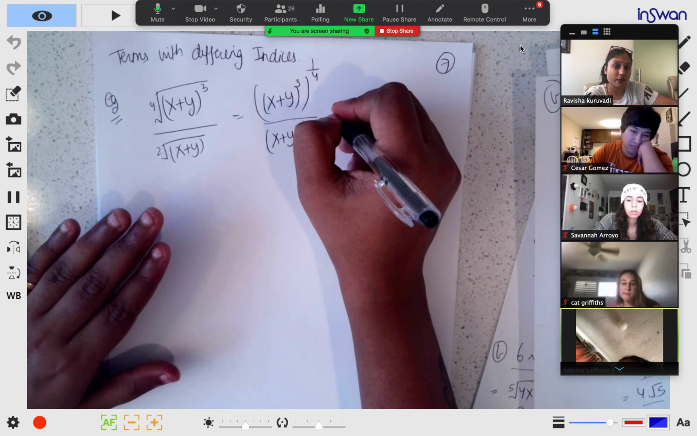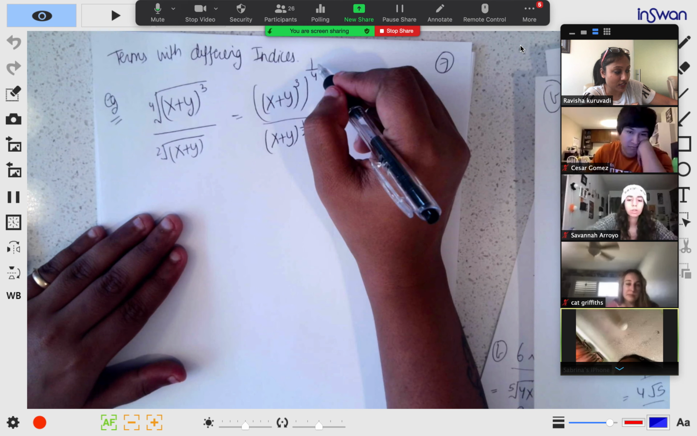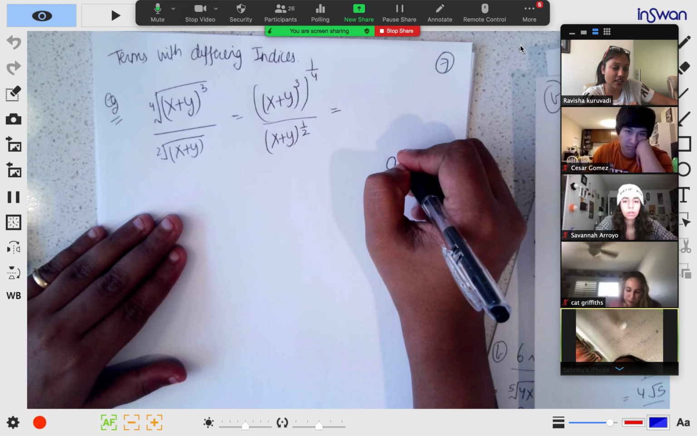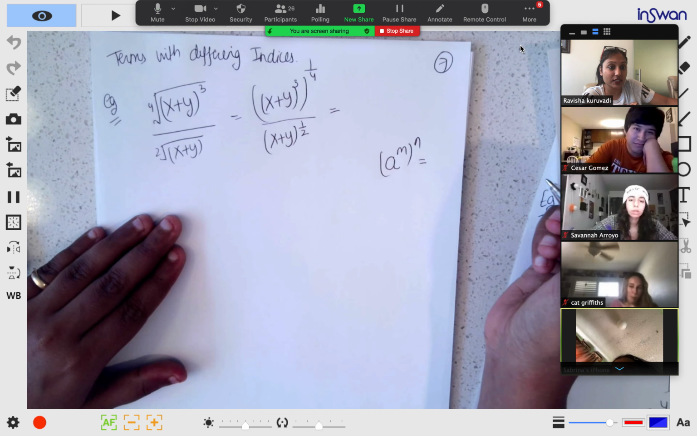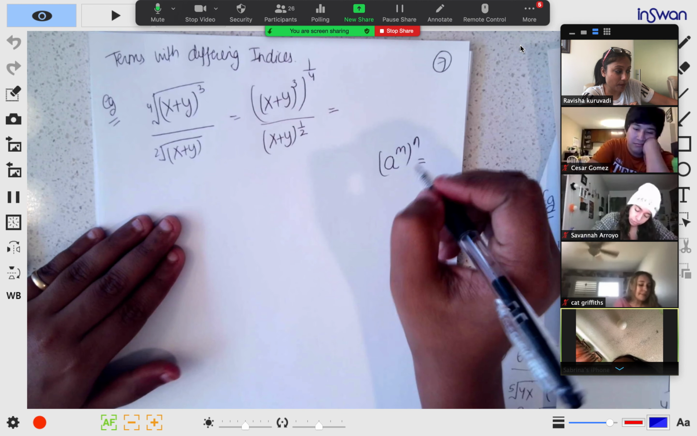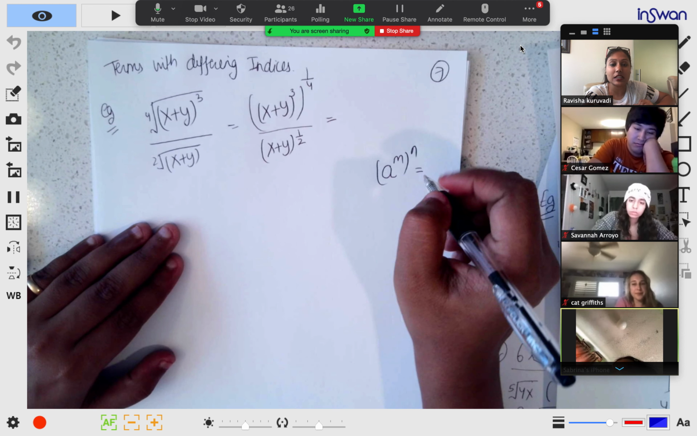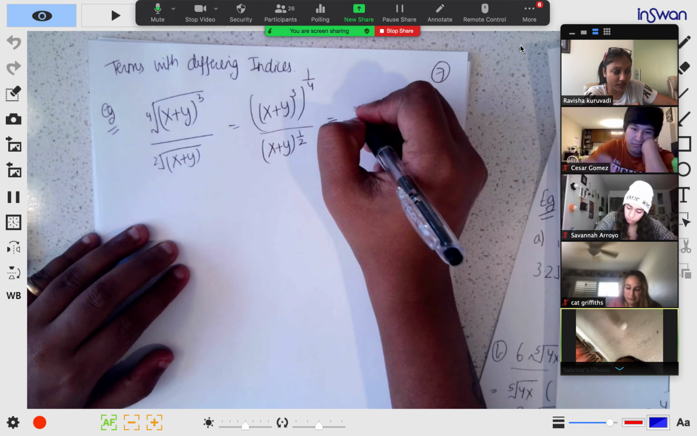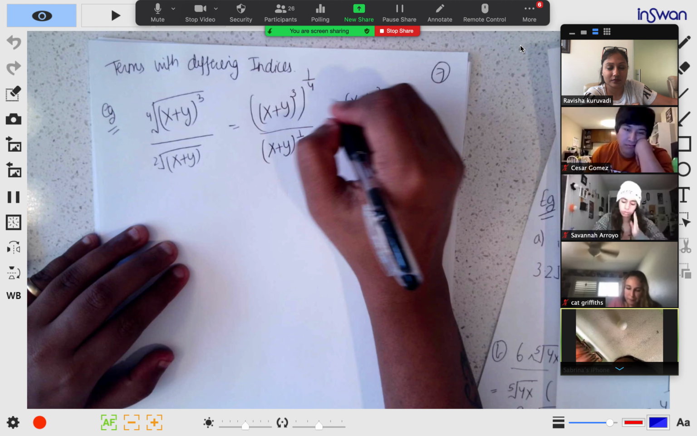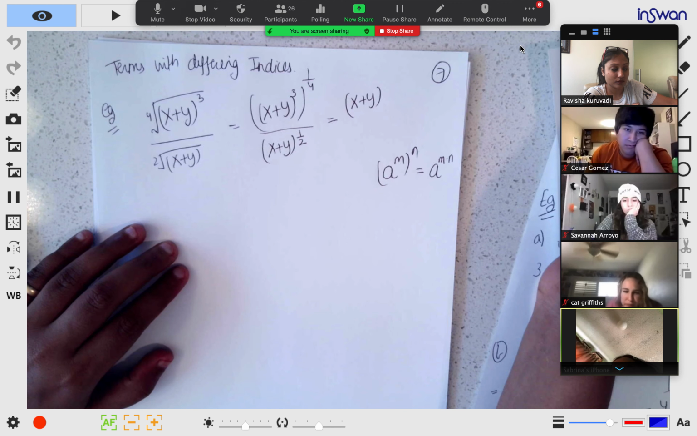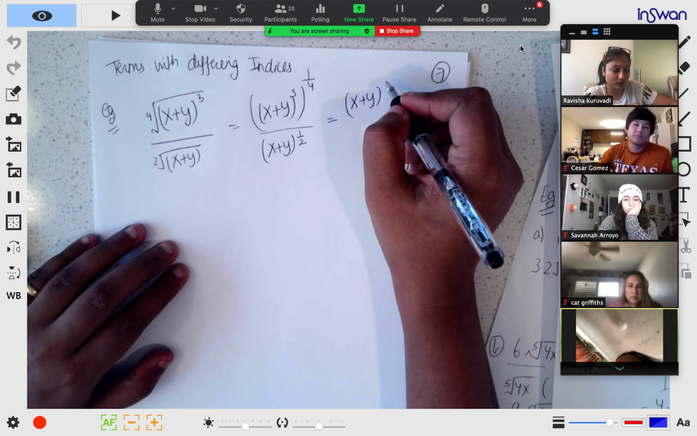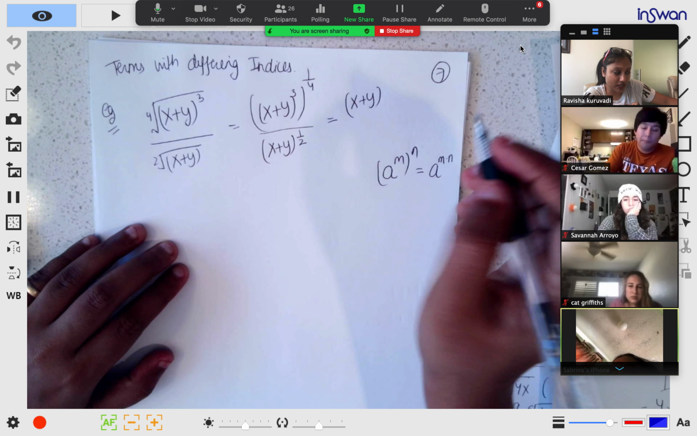We did this before. We did a property of exponents which said if you had a to the power of m, to the power of n, this is actually equal to a to the power of m times n. You just multiply the exponents. So what does it become? x plus y to the power of what? What is 3 times 1 over 4?